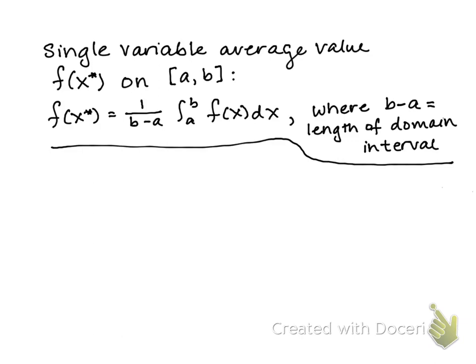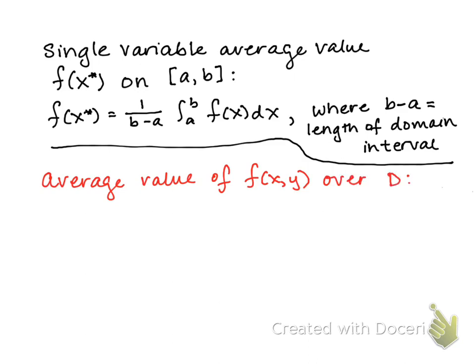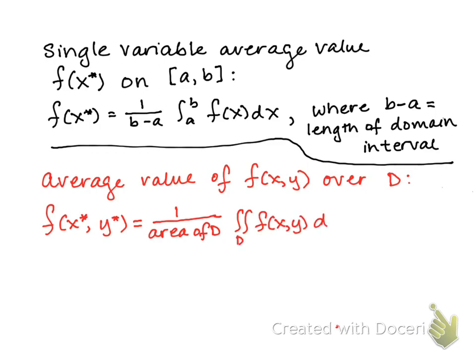So for a function of two variables, the average value of f of x y over some domain D, so f of x star y star, that's the point in the domain D where this average value of this surface occurs, equals 1 over the area of D, times the double integral over D of f dA. Okay, pretty straightforward.